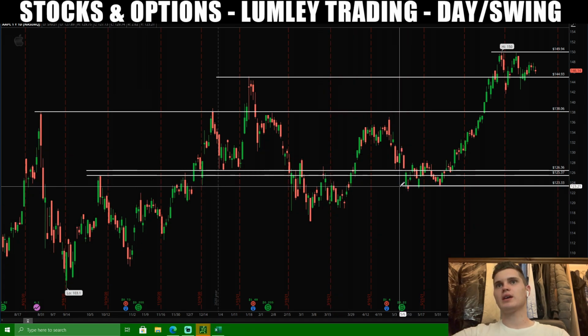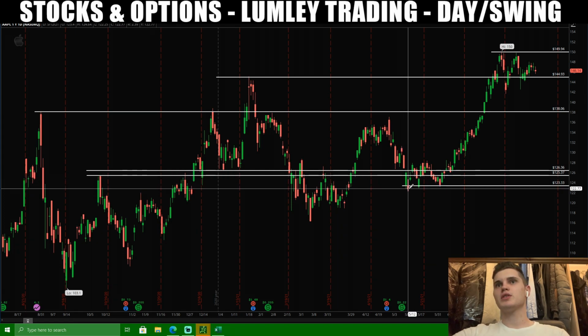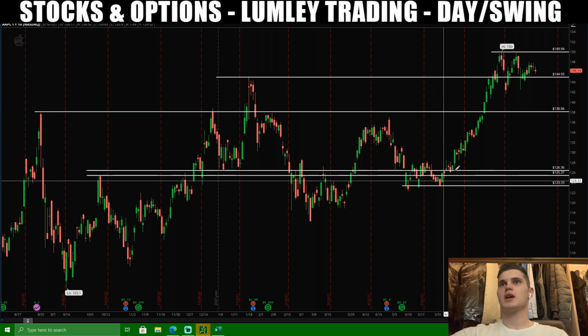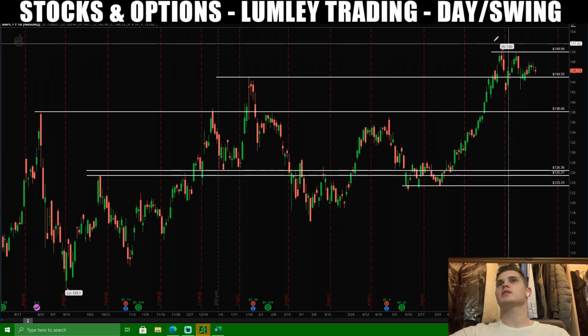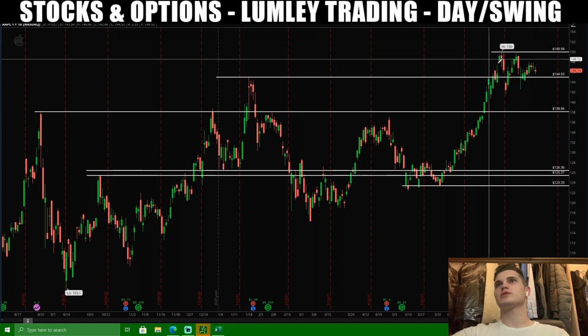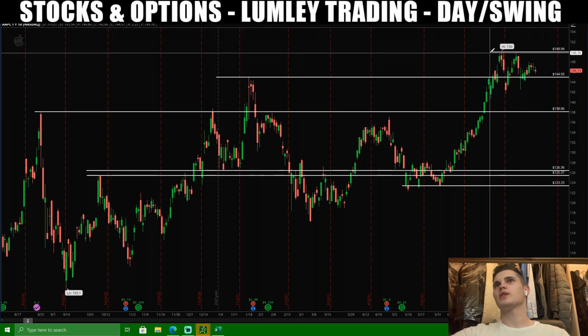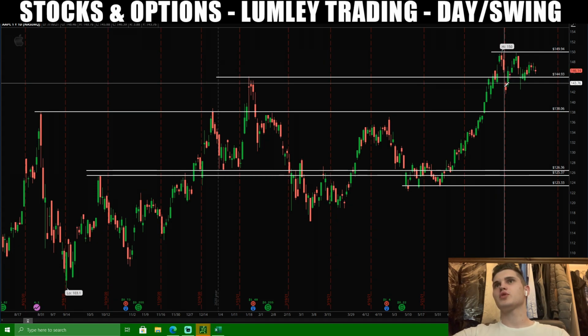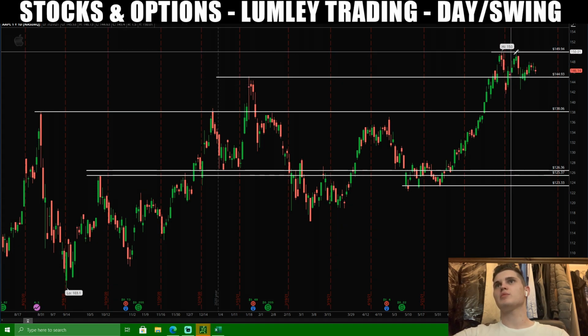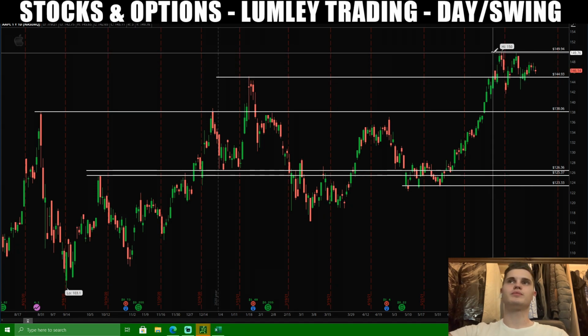Next level we can look at is this one. This we would call a valid level. It's more of a consolidated level, but you can see it kept bouncing off this area before we got this nice big push off. And the last area of support and resistance we have is this 150 level, which is the all-time high. Pulled back, retested, was unable to push through and pulled back, so a valid level.